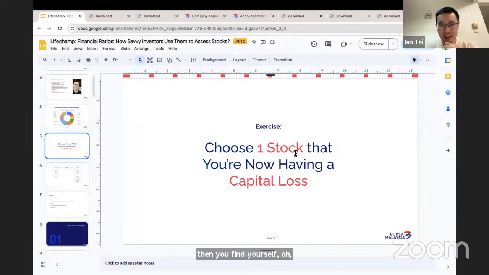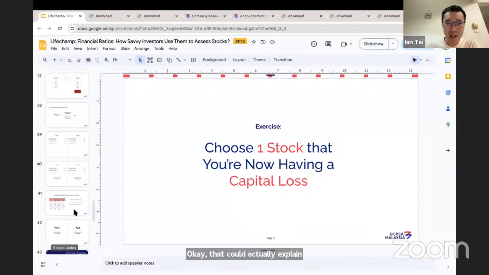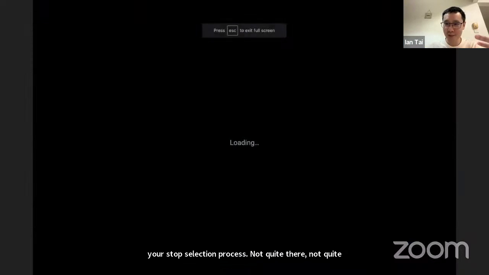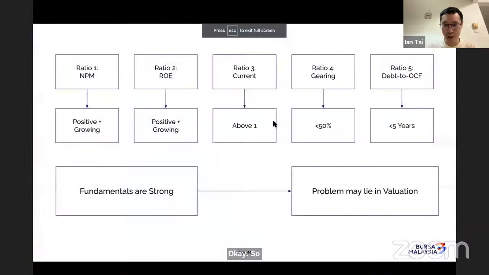there's capital loss. That's simply because there's no net profit margin. There's no return on equity. The balance sheet, there's no current ratio. Then you know the gearing ratio is very high, and so on and so forth. Then you know, okay, fundamentally speaking, your stock isn't the best. Okay, that could actually explain why your stock selection process is not quite good. Okay. So with that, let's put all these things together and we can go for Q&A.